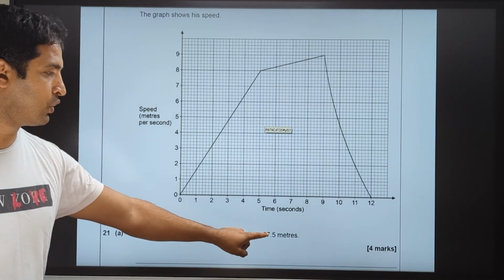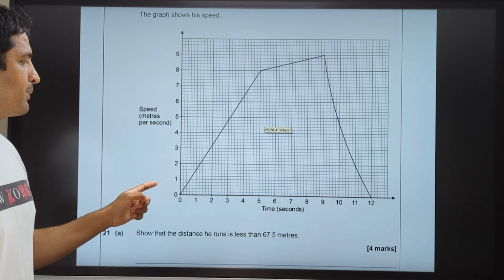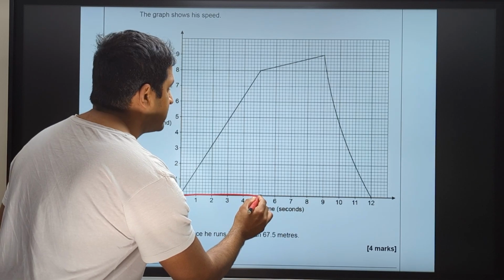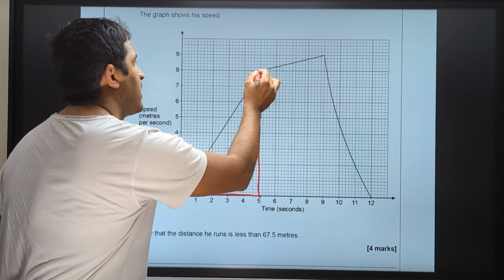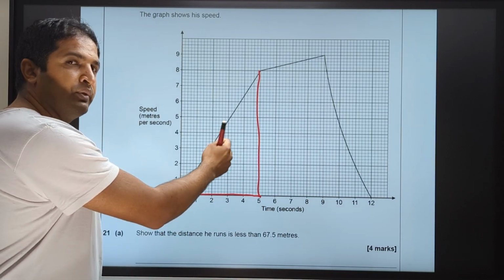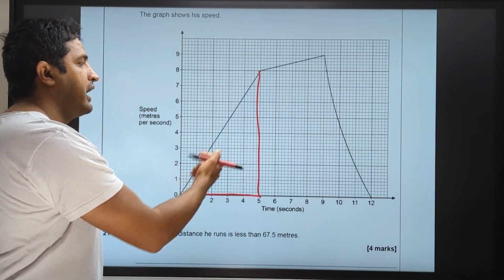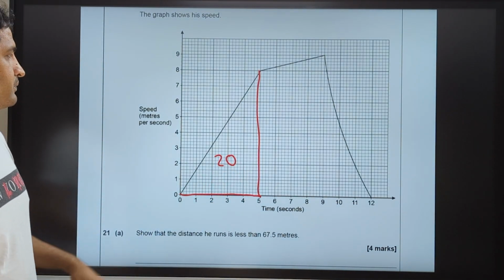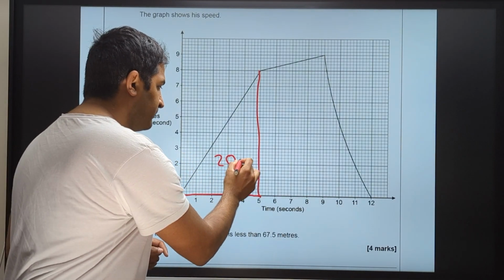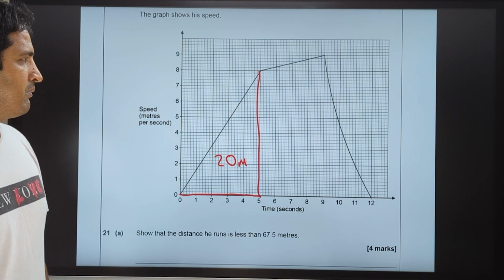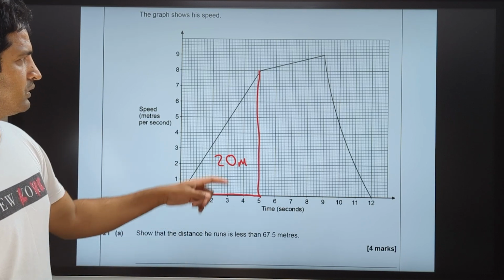We're trying to show that, so I need to work out every single part. I'm going to look at this triangle first: 5 across and 8 up. So the area of this triangle is 5 times 8 times half, so we know it's going to be 20 meters. Then we can work out this parallelogram or trapezium.